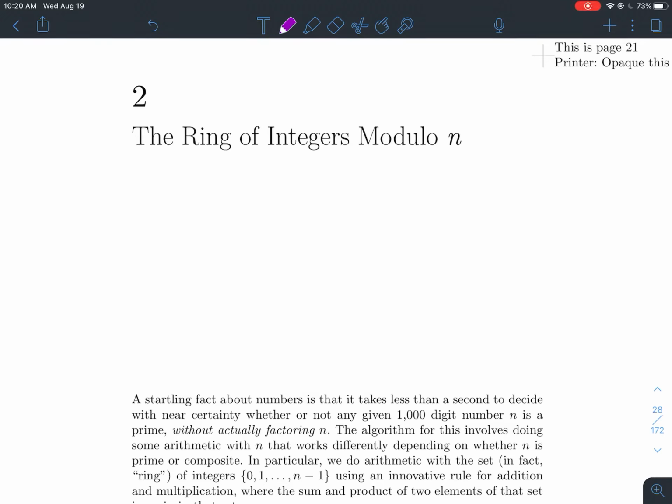This is a short video about the beginning of chapter 2 from Stein's elementary number theory book. And we'll just do the first section for this video, but it's an intro to the ring of integers modulo n. And you've seen some of these before if you're coming out of the proofs class.